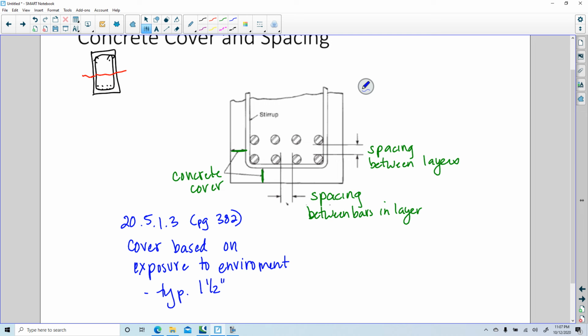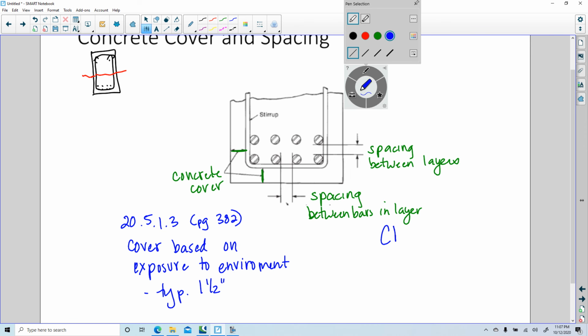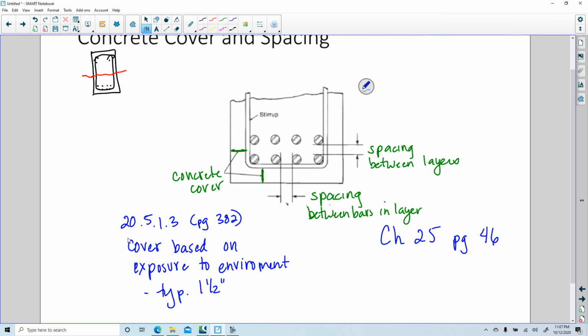Then for our concrete spacing, when we're talking about the actual reinforcement and how it is spaced between itself, we're going to look at chapter 25, which starts on page 467.